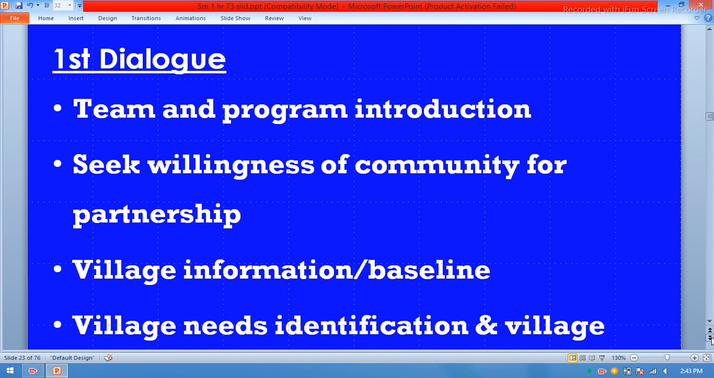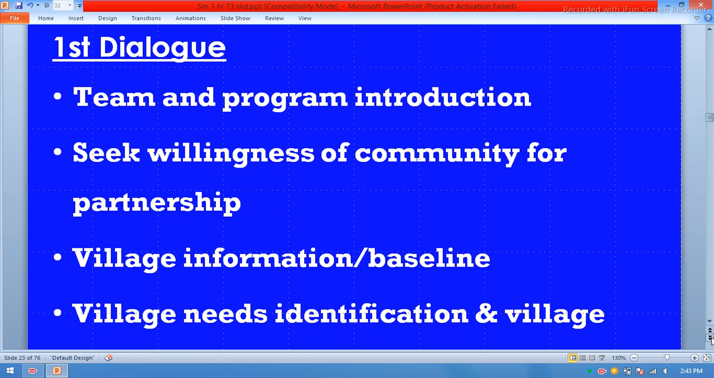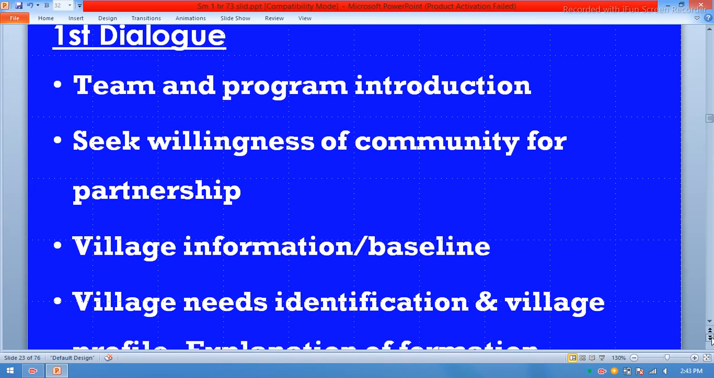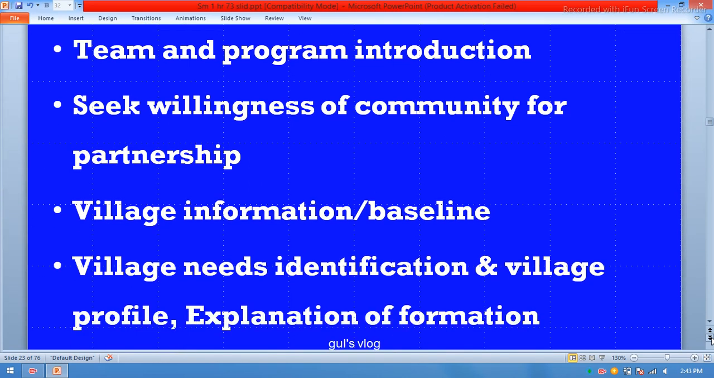First dialogue. Team and program introduction. See willingness of community for partnership. Village information baseline data. Village needs identification and village profile explanation of formation.